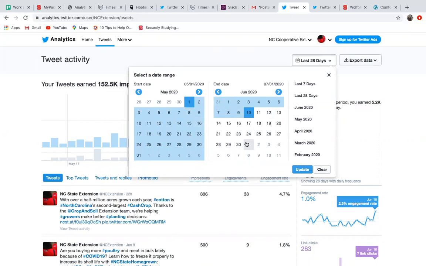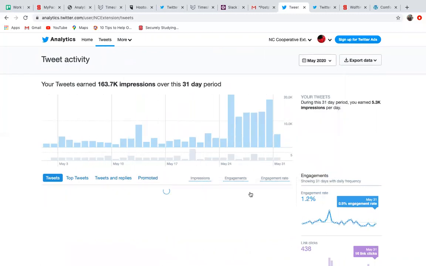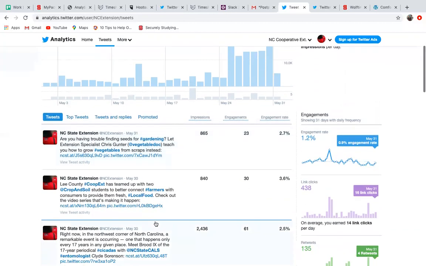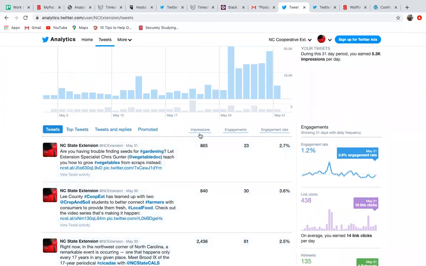So you can change the month that you're viewing. So I'm going to start with May 1st and then go to May 31st, or you could just hit May 2020 up here, and then I'll hit update. So this will tell me everything that I've tweeted for the month of May, and then it'll break it down by impressions, engagements, and engagement rate.